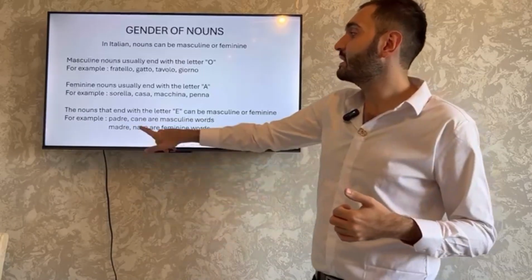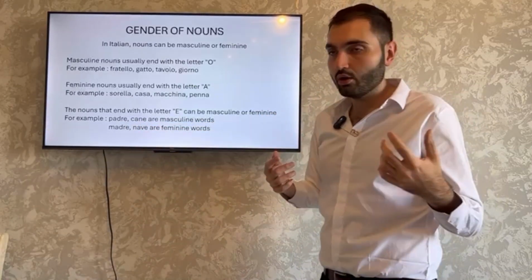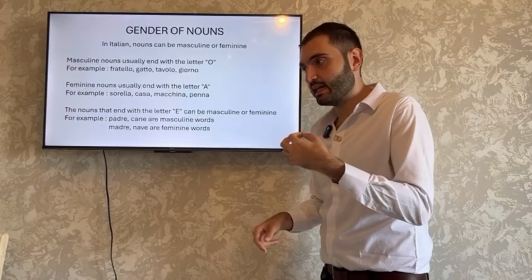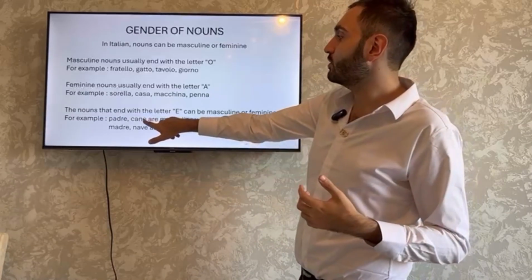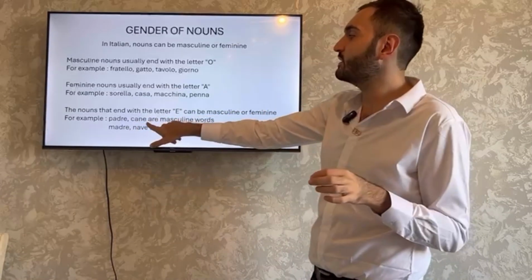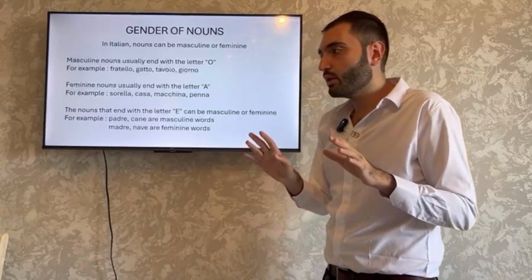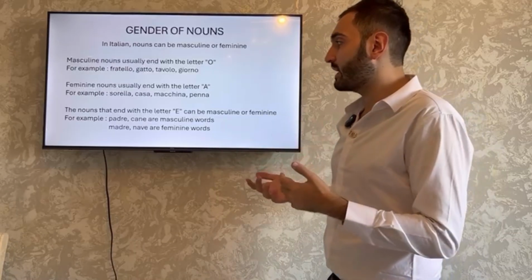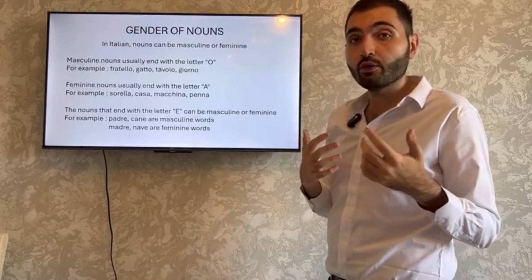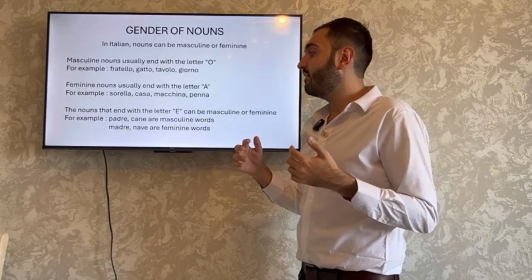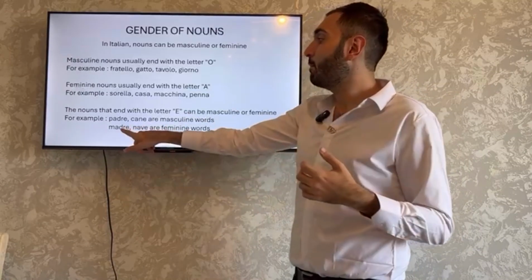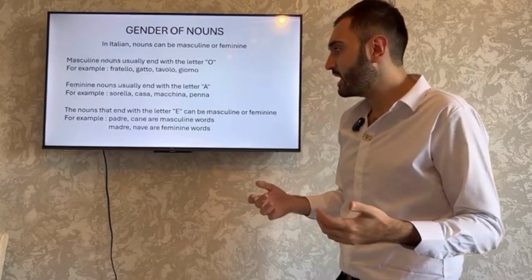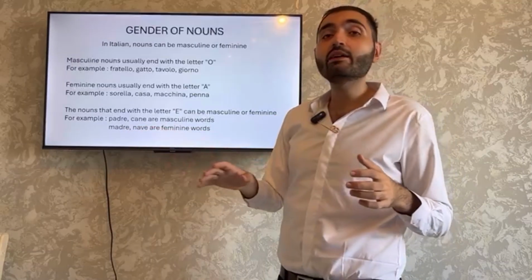Another masculine word is the word cane. Cane means dog, and cane also ends with letter E. You cannot just guess it, because you cannot say cane is masculine because it ends with E. There's no such rule, because words that end with E can be masculine or feminine. That's why you have to memorize the gender of words that end with E. And two feminine words that end with E, let me show you: madre, which means mother, and nave, which means ship. These words also end with E, but they are feminine.